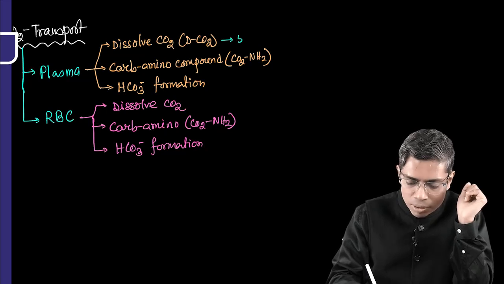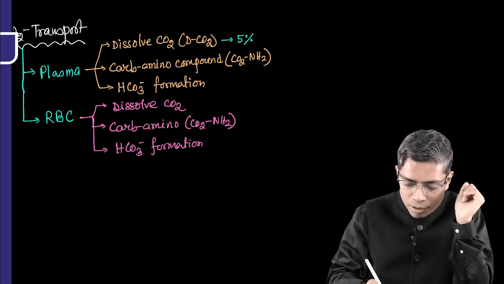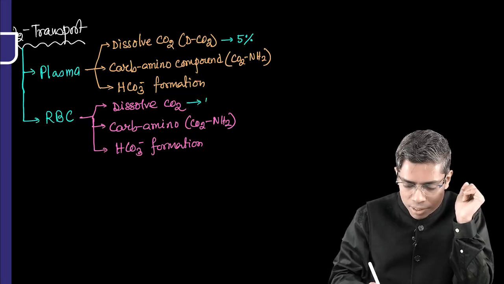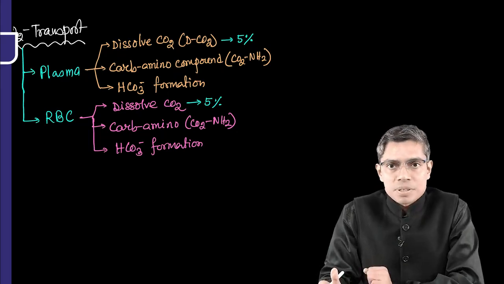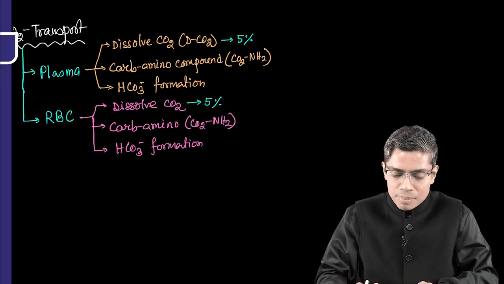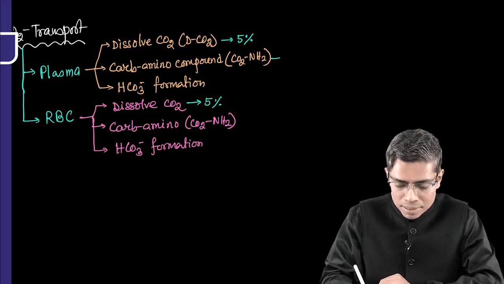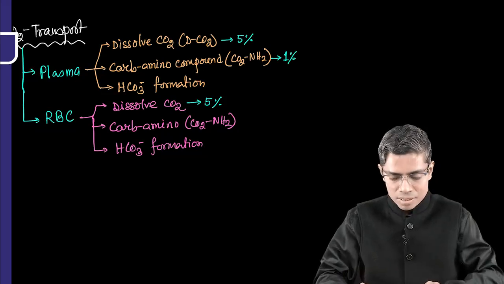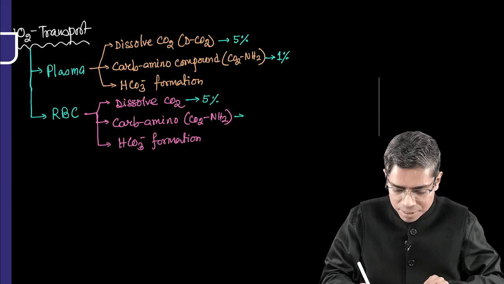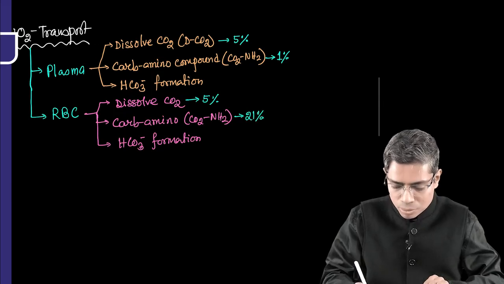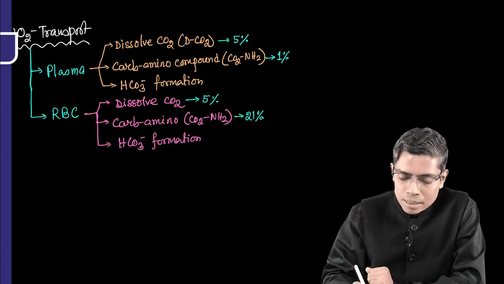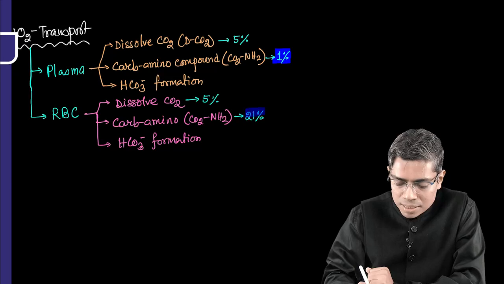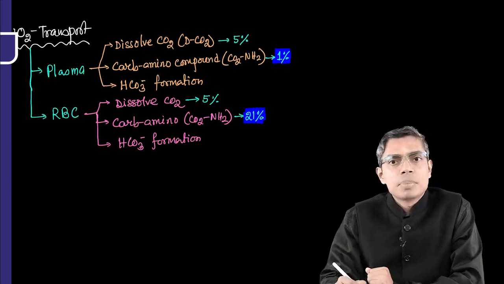You may not remember all this detailed percentage, but the dissolved form, whether it is in RBC or in plasma, is always 5%. So a total of 10% is the dissolved form. Then carbamino compound: in the plasma, it is only 1% of the total carbon dioxide transport, and inside the RBC, it is 21% of the total carbon dioxide transport. So the question is, why is the carbamino compound more at the level of RBC rather than the plasma?